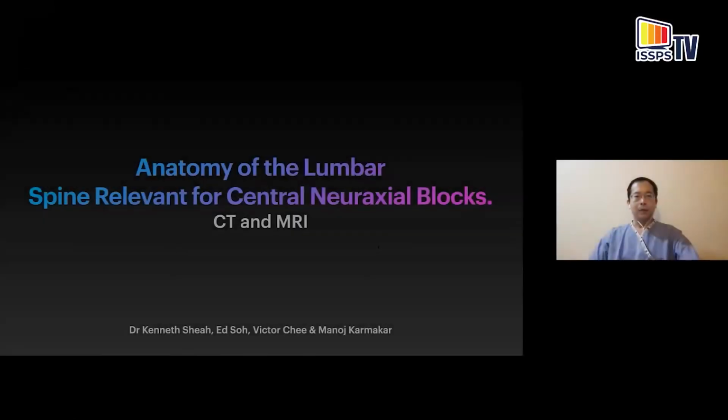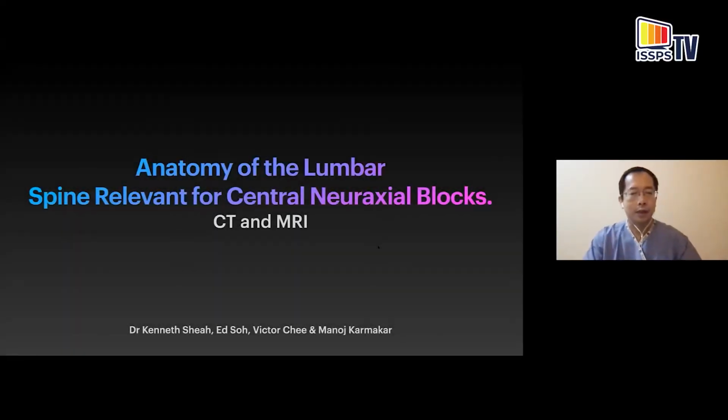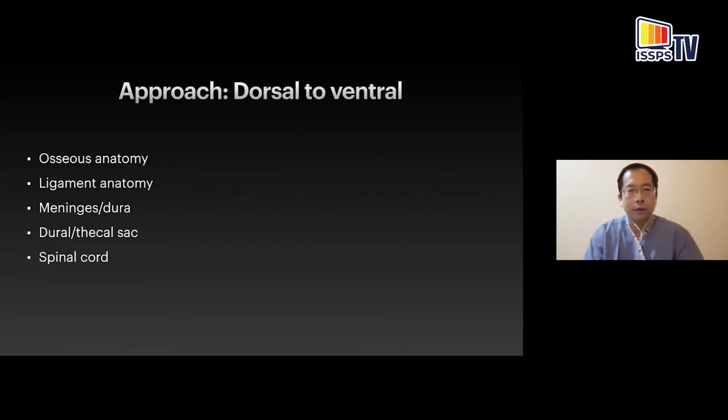All right, so 2 weeks ago, we presented a talk about anatomy for the lumbar spine relevant for central neural axis blocks. And today we'll be talking about the thoracic spine. And as you have heard from Bernard, it's an extremely different anatomy. We'll do the same approach as we did the last time.